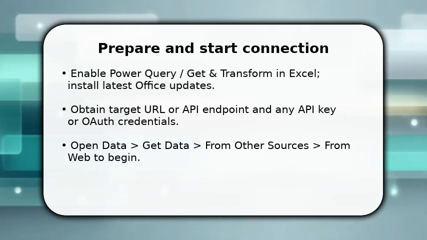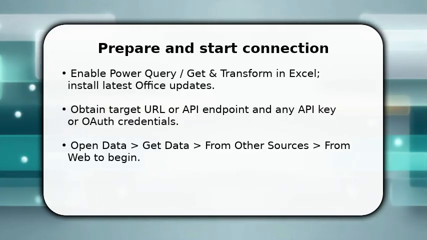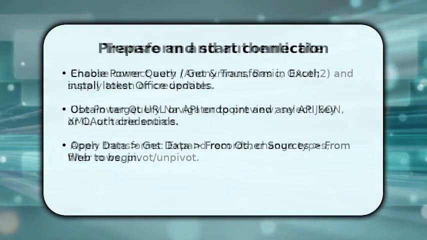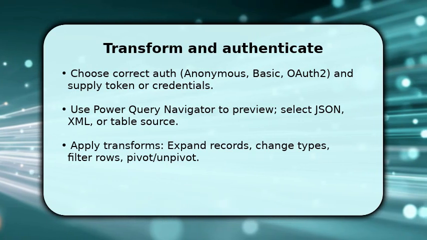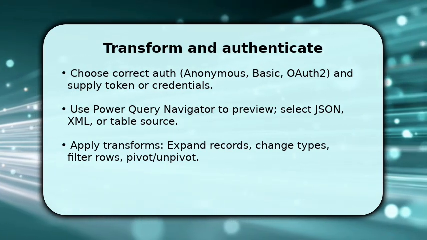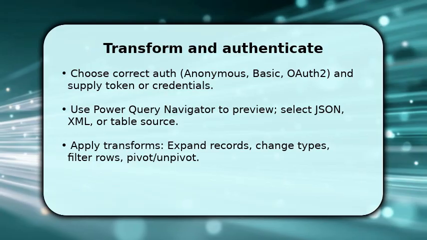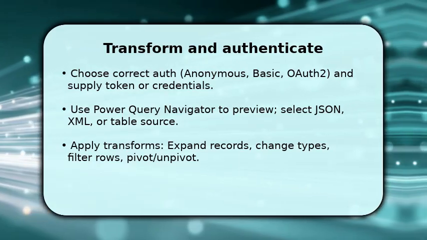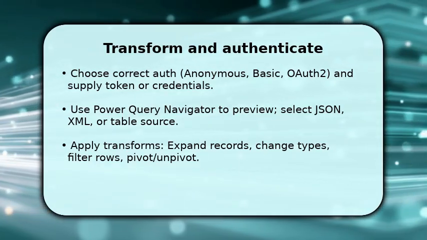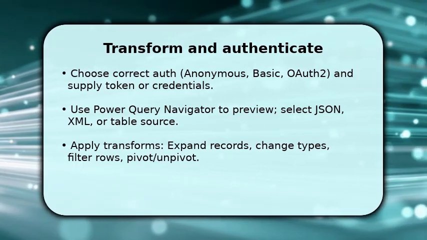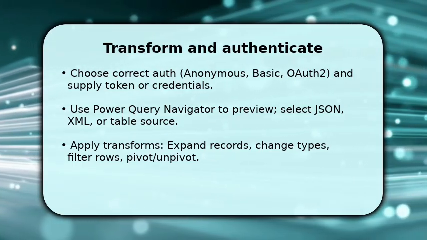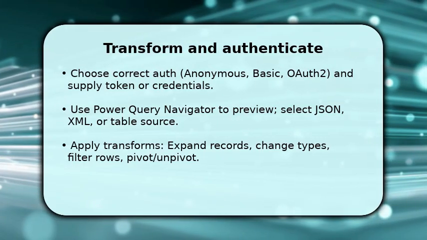You're starting the live poll now, so keep the credentials handy and pick the authentication type when prompted to move to the next step. Once connected, make sure you select the right authentication, Basic, API Key Header, or OAuth 2, and paste the token when Excel asks. After authentication, use the Power Query Navigator to preview the response. Choose JSON, XML, or table and click Transform Data.